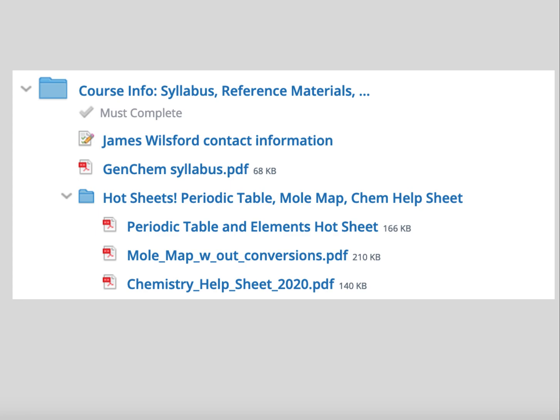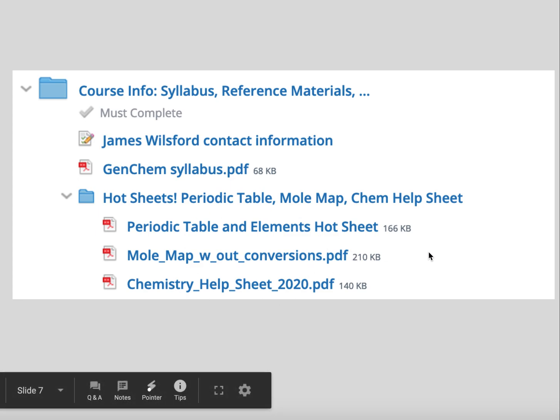If you don't have these hot sheets or you lost them, under course info, there's a folder titled Hot Sheets, Periodic Table, Mole Map, Chem Help Sheet. This is where you will find all that stuff. So if you need a periodic table, if you need the common ion chart, it's all in here.